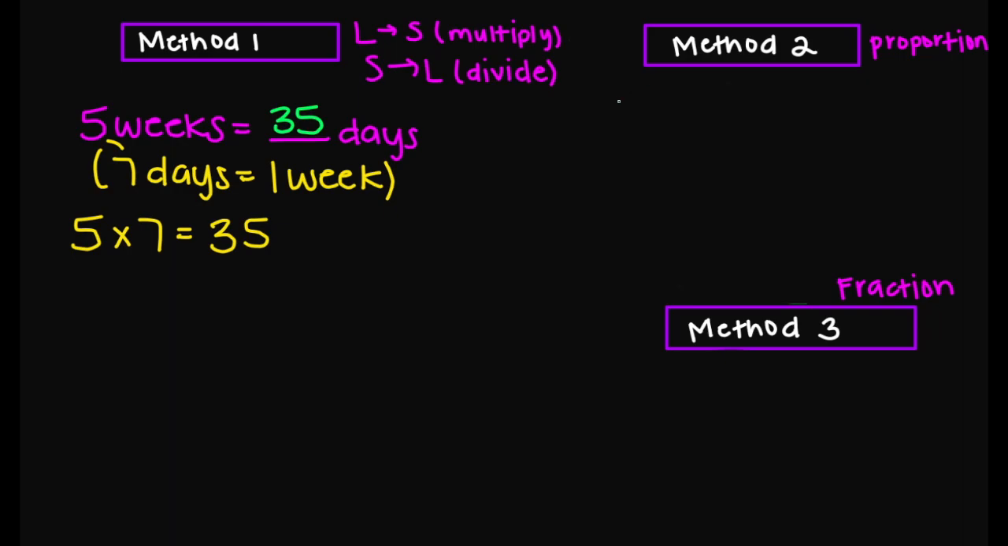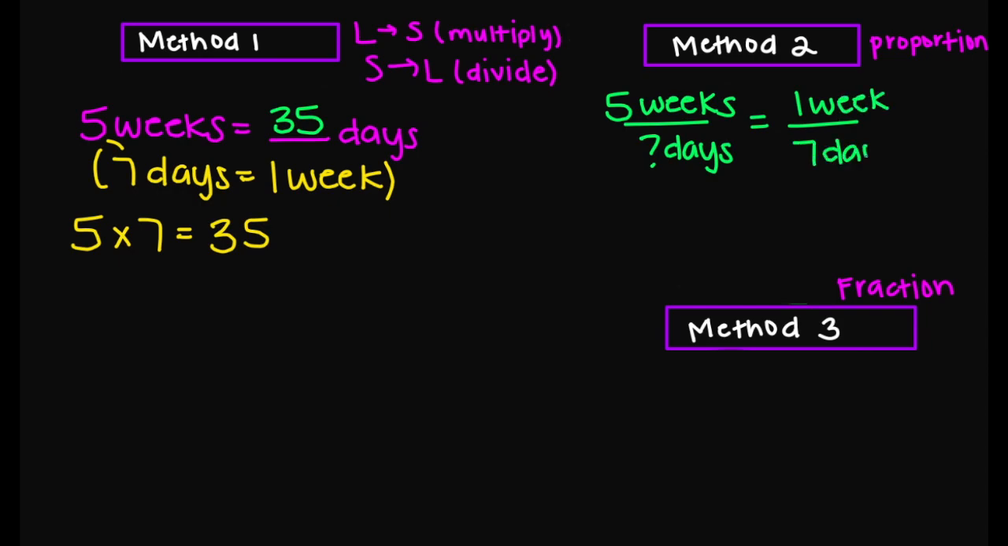Now, method number 2, if you set up a proportion, 5 weeks on top, this is going to equal, we do not know how many days. You're going to do 1 week on top here, and then 1 week equals 7 days here. So 7 days in my denominator, and then you're going to cross multiply. So now we're going to do 5 times 7. This is going to equal 35. And then 1 times, you can do x here. This is going to equal x. So x equals 35, which is going to be my missing factor, which is days. So your answer here is 35 days.